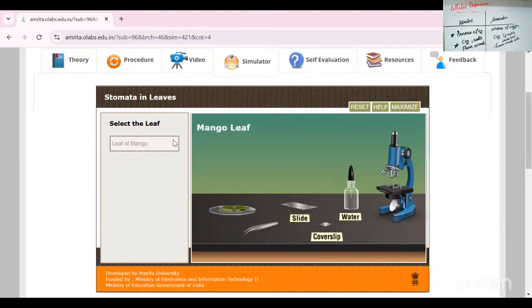There are different kinds of leaves here. This is the mango leaf I am choosing. Forceps. This is called forceps, slide, cover slip, and then water and microscope. With the help of the microscope, we are going to see the stomata part of the leaf.